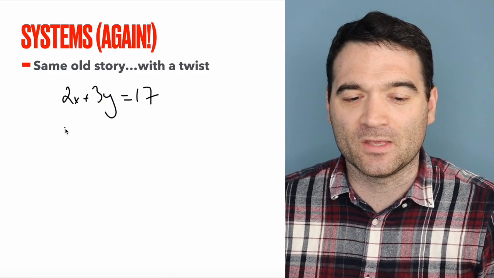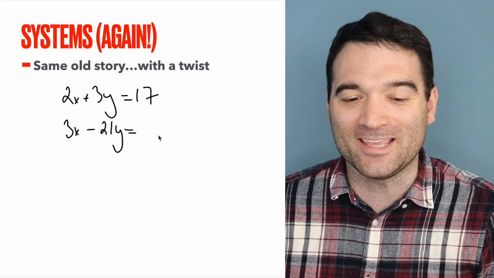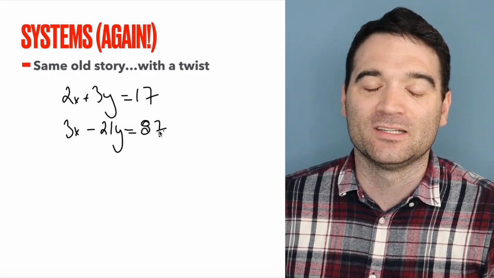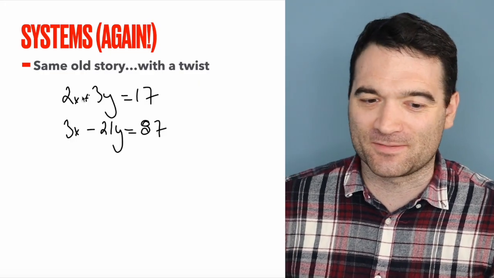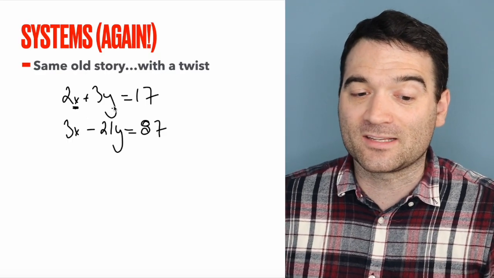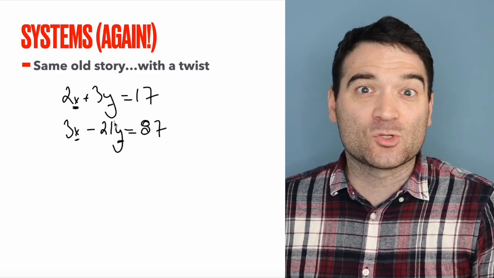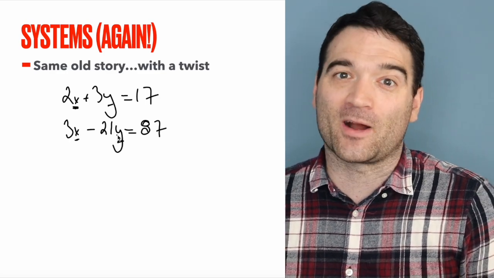And 3x minus 21y equals 87. Right? Please don't try to solve this because again, I just made these numbers up. But to illustrate that there's always one x and one y, and we're not squaring anything. But what happens when we do drift into more complicated equations?